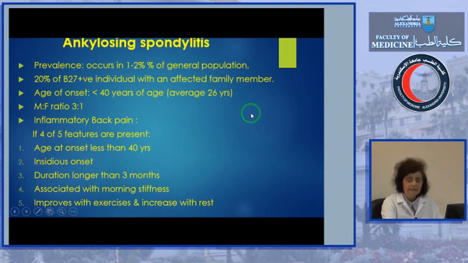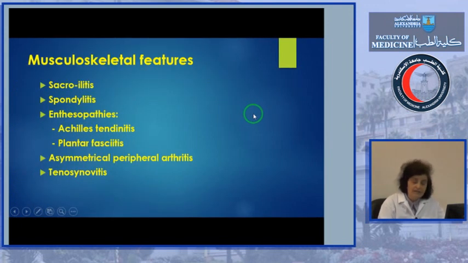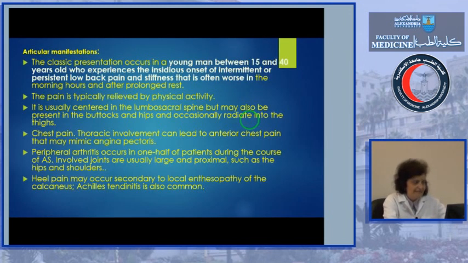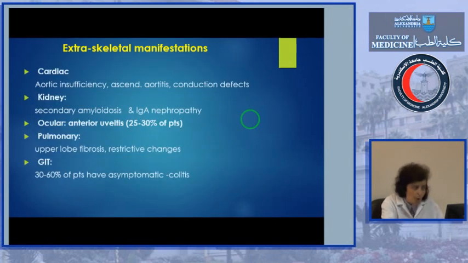So this is the classical clinical picture. Male in the 40s, as you see, with a pain lasting more than 3 months, and these are the musculoskeletal features that we should examine: sacroiliitis, spondylitis, enthesopathy, asymmetrical arthritis, and tenosynovitis. Extra-articular, always to ask about, is the uveitis, conjunctivitis, psoriasis, inflammatory bowel disease, cardiovascular involvement, pulmonary involvement, not to forget the genitourinary involvement and the renal impairment. So that's the classical picture: chest pain, heel pain, knee pain, peripheral arthritis. Extraskeletal manifestations should always be asked about.